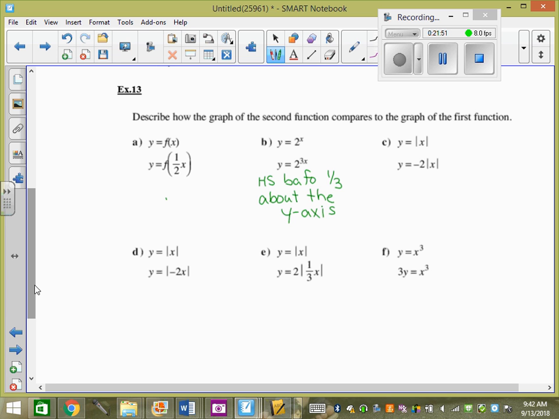So this one here would be a horizontal stretch by a factor of 1/2, not negative, about the y-axis, and a reflection on the y-axis.